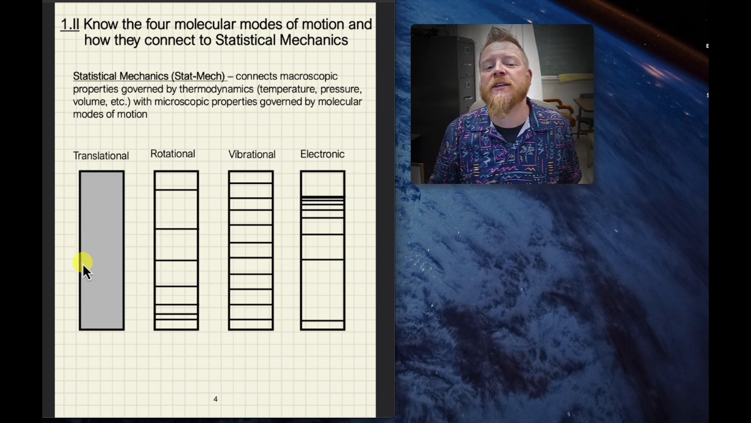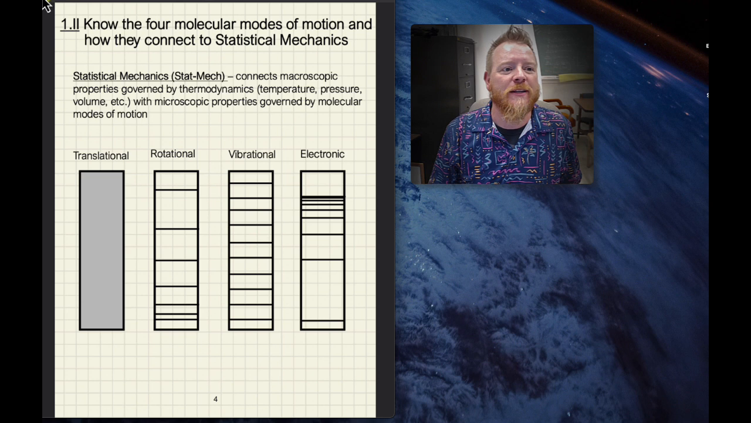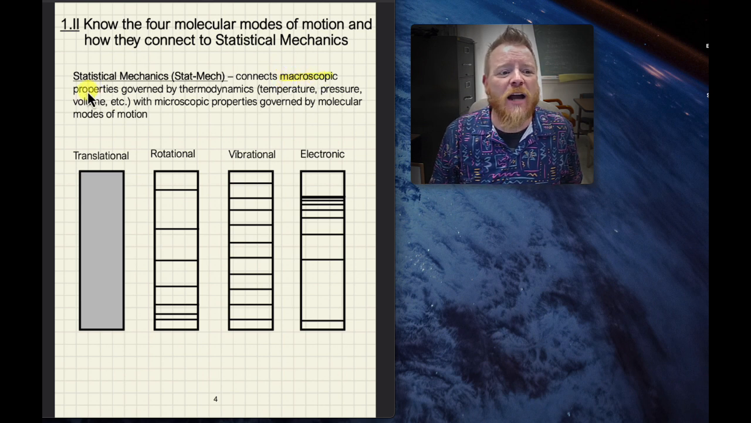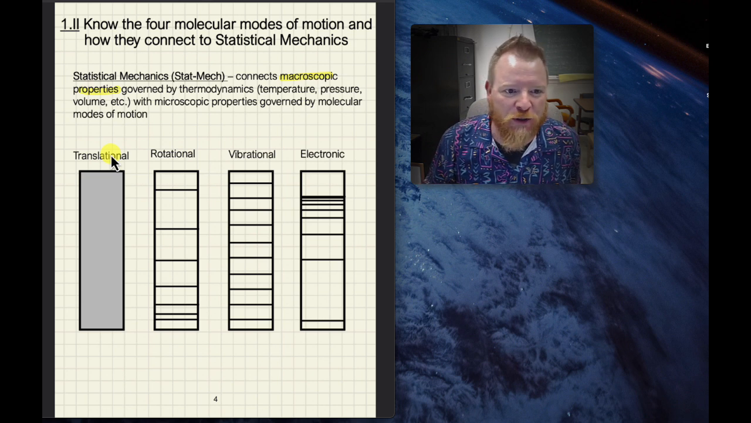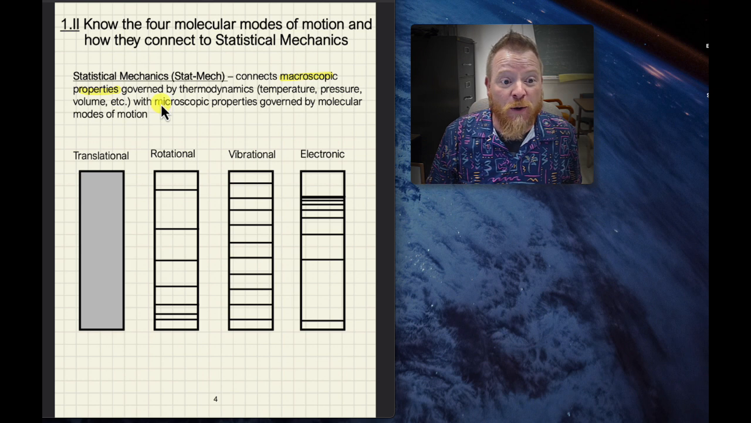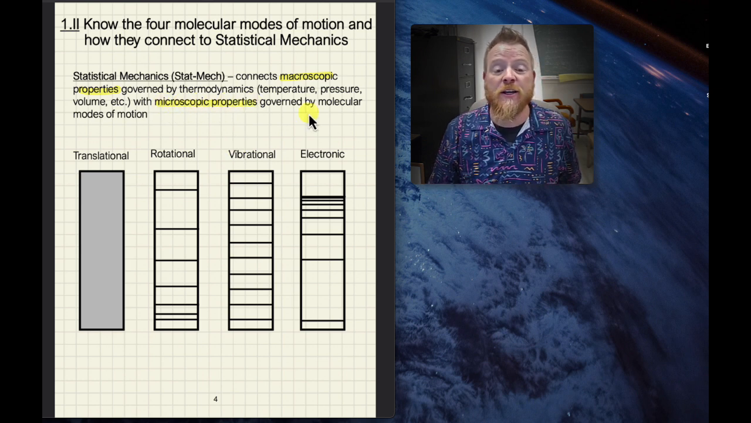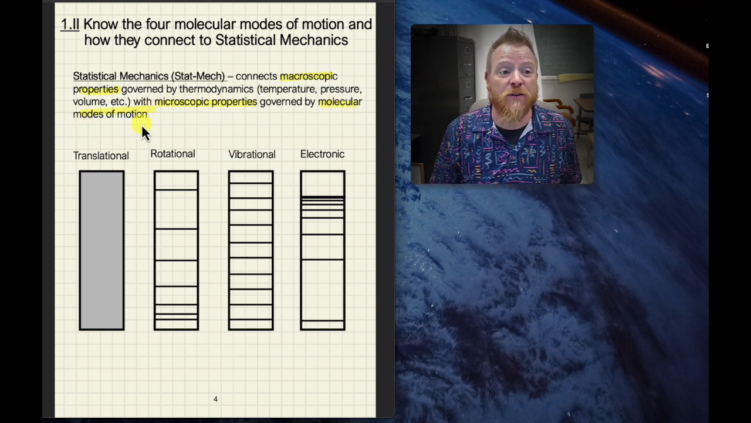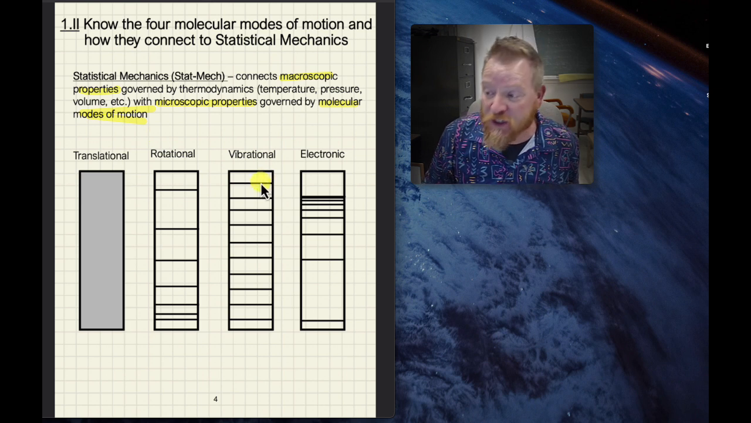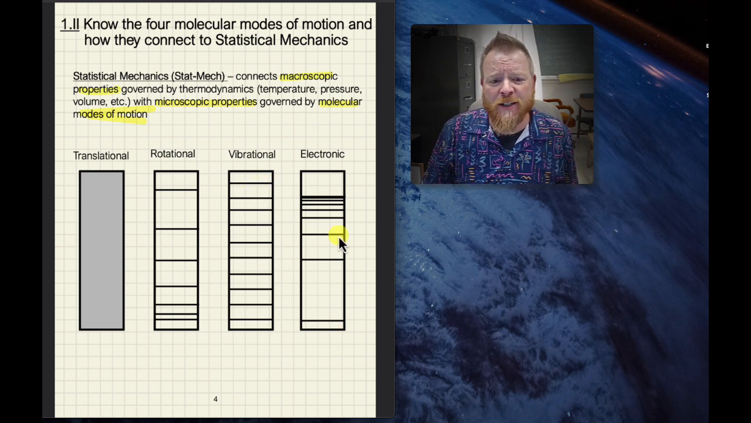But I like to weave this topic into thermo because, as we can see here, in StatMech, as we call it colloquially, we connect macroscopic properties in thermodynamics like temperature, pressure, and so on. And we're going to connect those macroscopic properties with microscopic properties governed by these molecular modes of motion. Okay. So I like to think of these molecular modes of motion as the four things molecules can do. So let's start at the beginning.